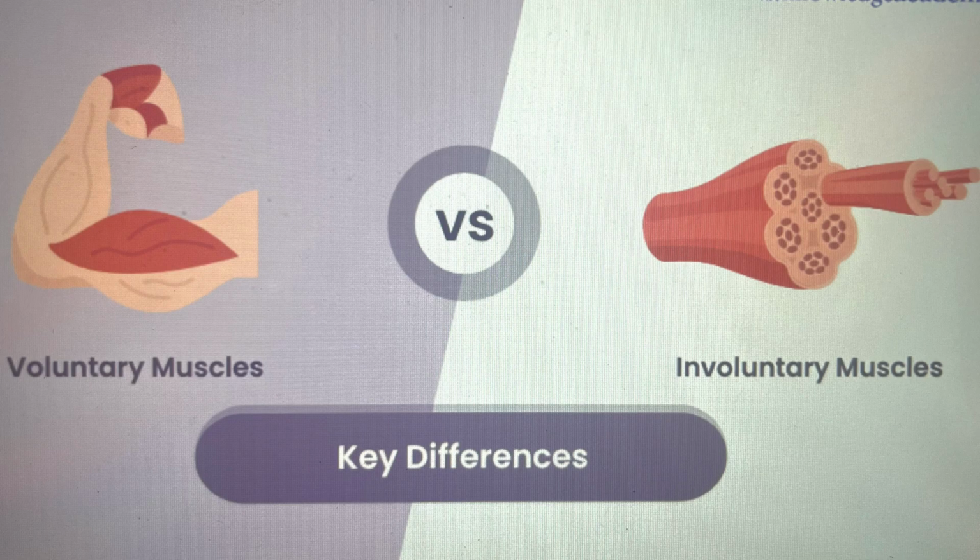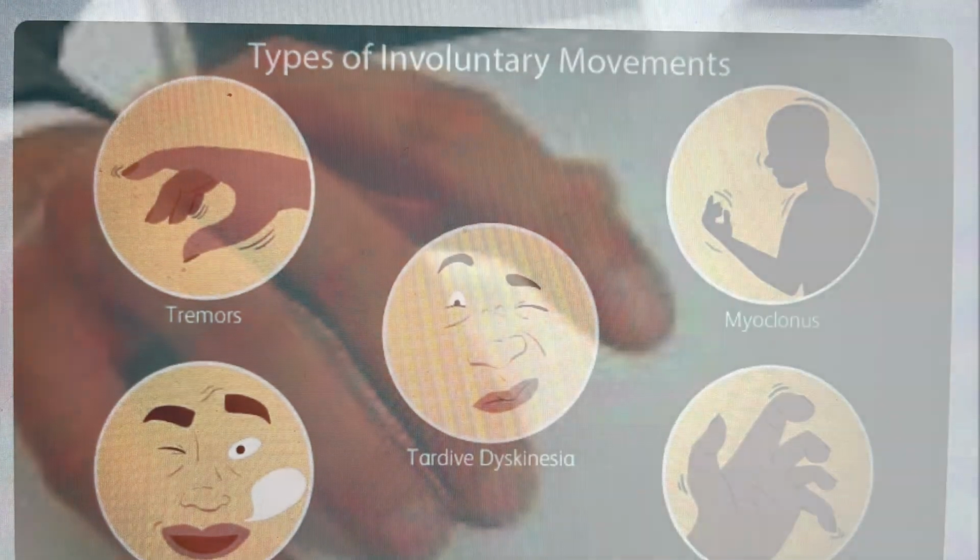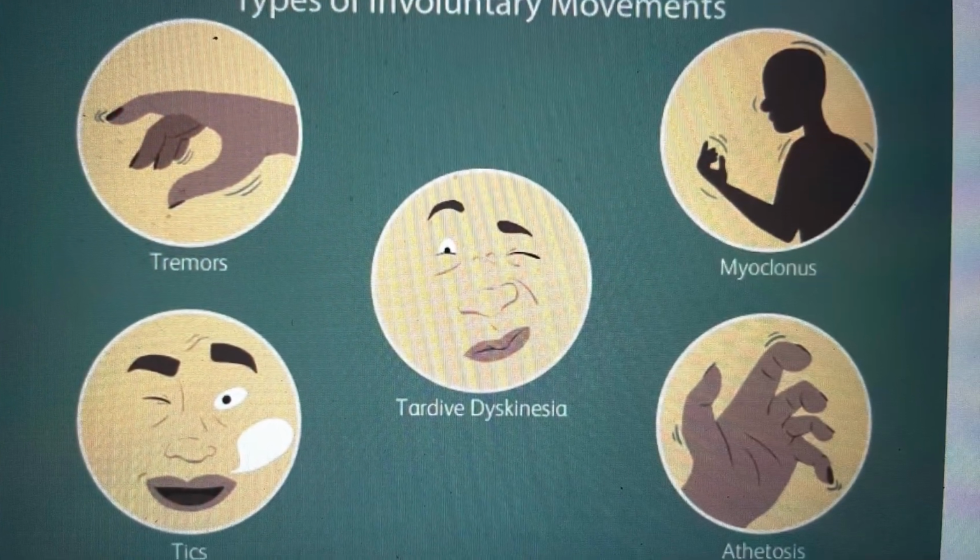Now, there are two types of muscle reactions: voluntary and involuntary. Voluntary reactions are those that you consciously control, such as lifting your arm or wiggling your fingers. Involuntary reactions are those that you don't control, but they still happen.